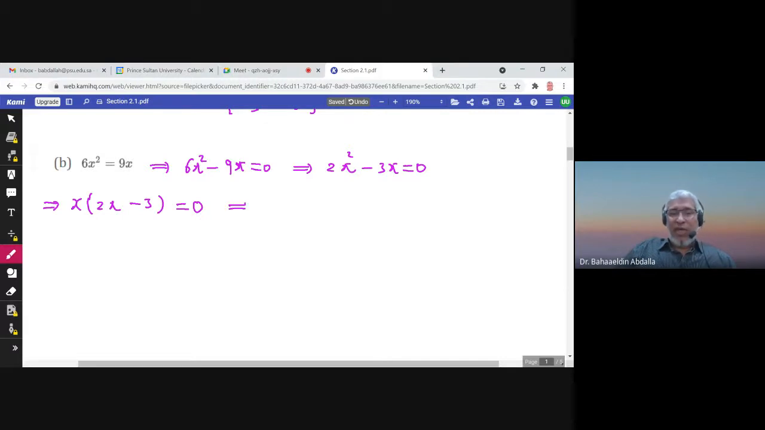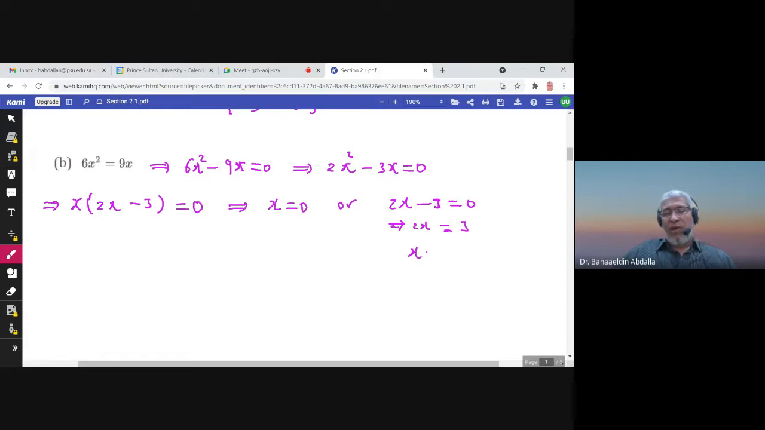And now we use again the zero product property. Either x is 0 or 2x minus 3 is 0, which means that 2x equals 3.